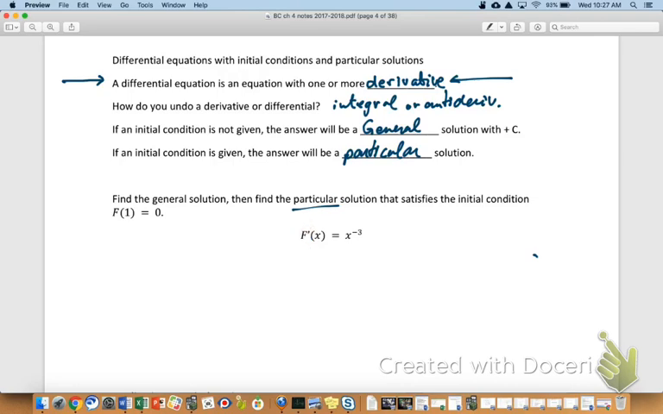So the first thing I would do is I would retranslate this into Leibniz's variables instead of Newton's. And so it would look like this. I would just write dy/dx equals x to the negative 3. And if you wanted to make a little note up here and say, for me, y equals f of x, that's fine. But I would convert over to Leibniz's notation.